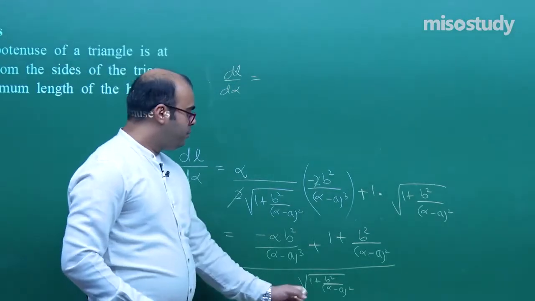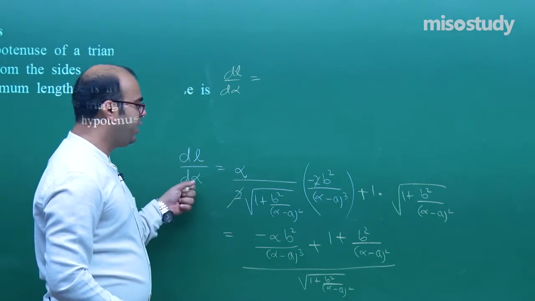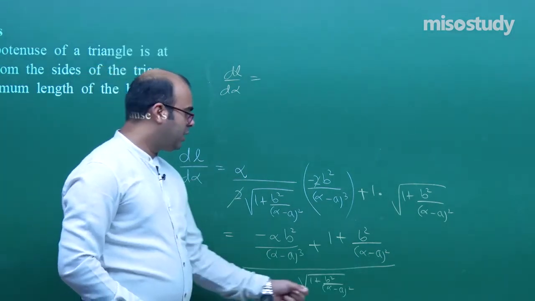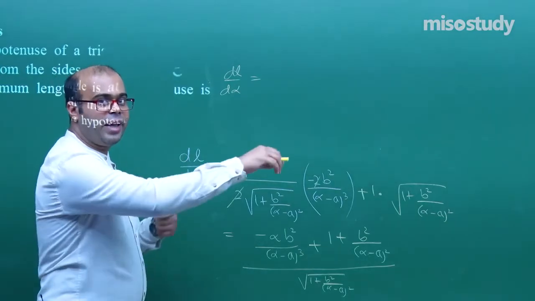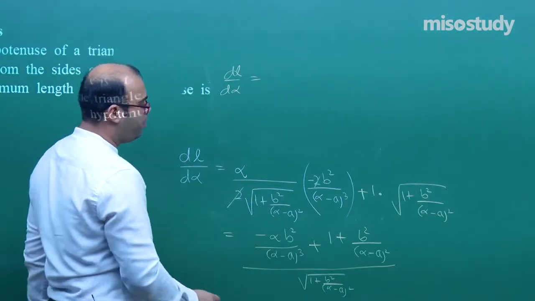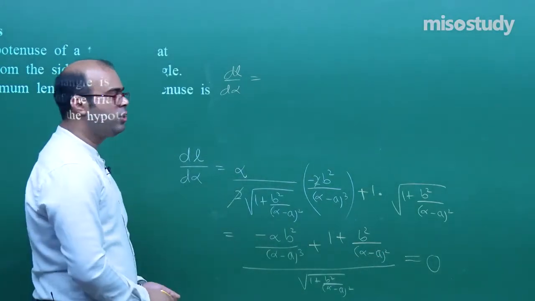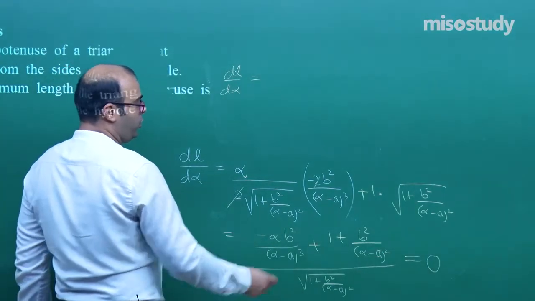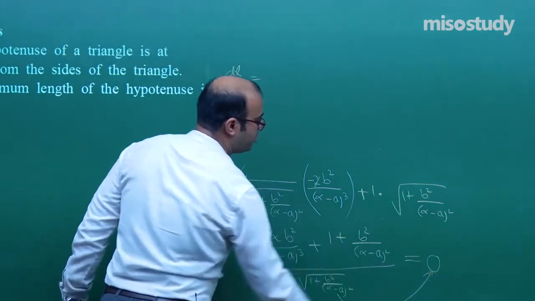If you observe, this is the denominator, and we can't take dl by d alpha as undefined, because in that case alpha has to be a, which is not possible, because then the triangle will not be possible. So, the only possibility is that this can become equal to 0. We can't take alpha equal to a. So, this can become 0. That means this will go there and it will become 0.